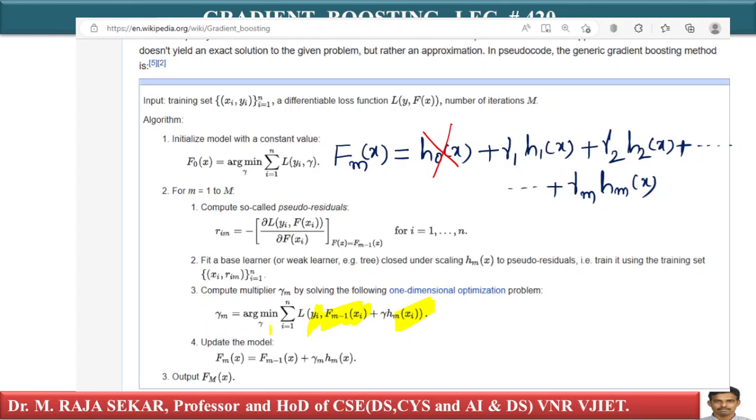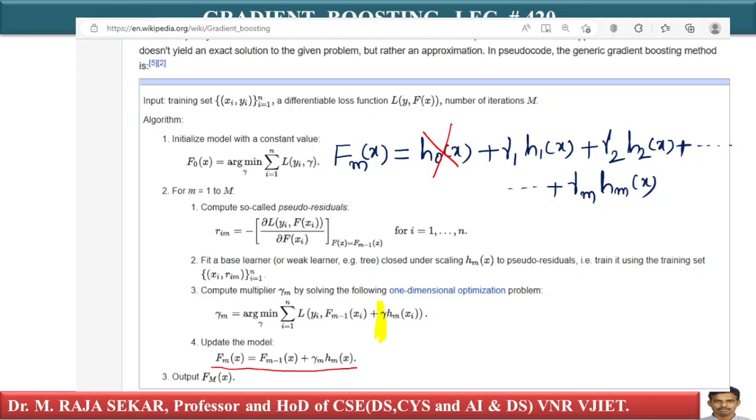Gamma m equal to arg min of sigma i equal to 1 to n of L of yi comma fm minus 1 of xi plus gamma hm of xi. This is a very simple optimization problem, and we find the best gamma that minimizes it. Here the only variable is gamma. That is important. So the final model at mth stage, fm of x equal to fm minus 1 of x plus gamma m into hm of x.